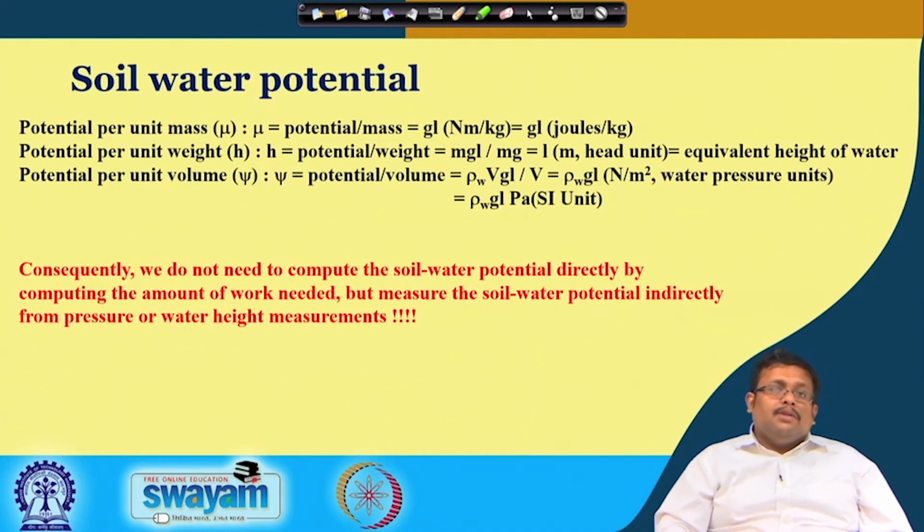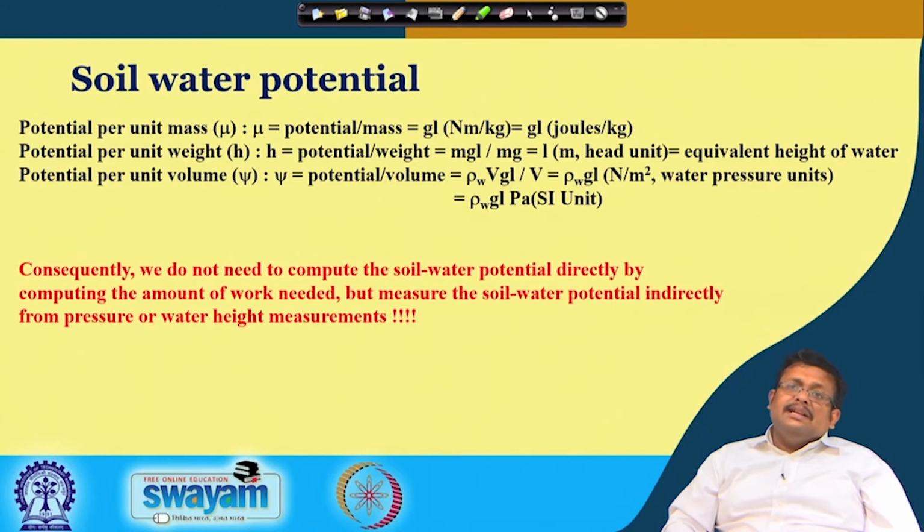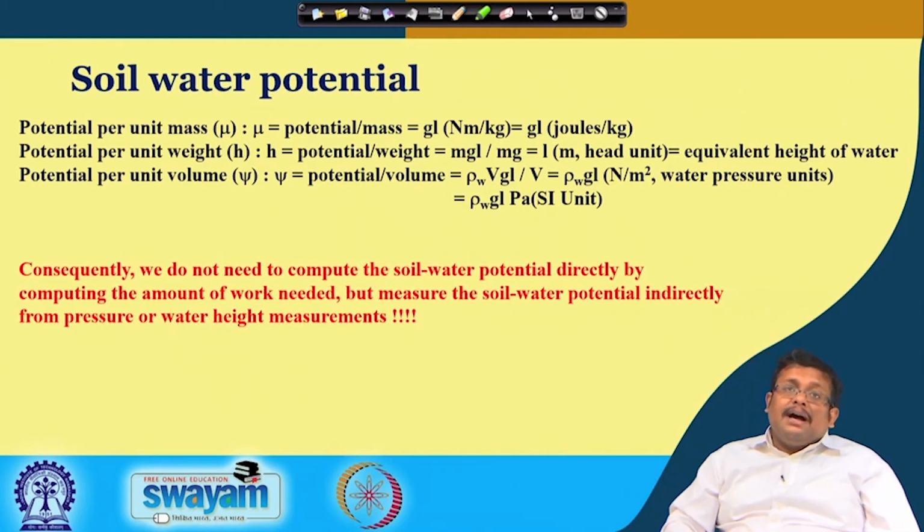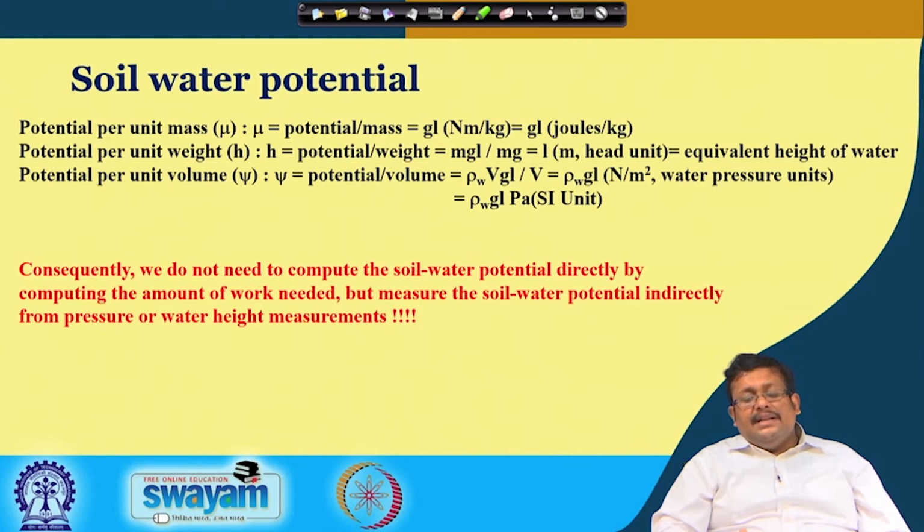So, how can you express the soil water potential? Soil water potential can be expressed in three different ways: potential per unit mass, potential per unit weight, and potential per unit volume. Potential per unit mass, or mu, is expressed in joules per kg, and it is the multiplication of two terms, g, the gravitational acceleration, and L, the length, basically the water height. Potential per unit weight, expressed in terms of H, is expressed in terms of L, that is the head unit, which is also the equivalent height of water, as we have already covered in the case of capillary movement of water.